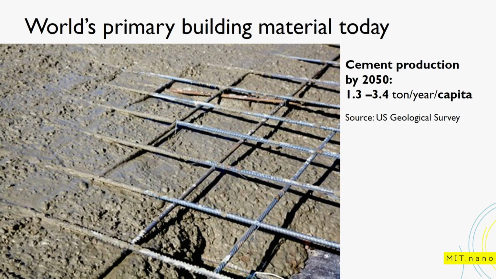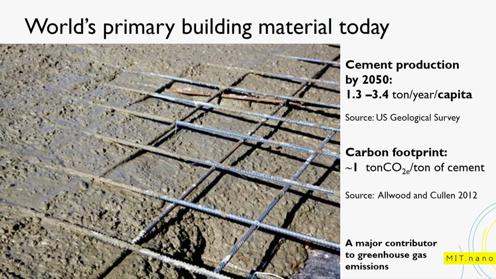According to the US Geological Survey, by 2050, we'll be producing between 1.3 and 3.4 tons of cement per year per capita. I mean, it's a huge number. And it wouldn't be such a big deal, but the problem is that for each ton of cement that we produce, we release about 1 ton of CO2 into the atmosphere, making this material one of the major contributors to greenhouse gases.